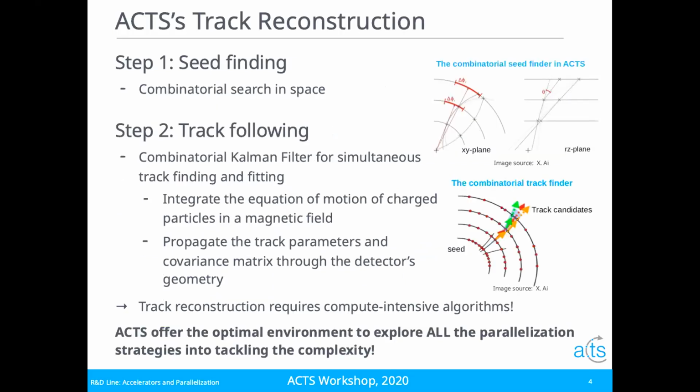And now, if we look at the ACTS track reconstruction, there are two main steps. The first one is the seed finding, which is a combinatorial search in space. And the second one is the track following, which is the combinatorial Kalman filter for simultaneous track finding and fitting. Since this part covers the integration of the equation of motion of charged particles in a magnetic field and the propagation of the track parameters and the covariance matrix through the detector's geometry, we can all imagine that these are compute-intensive algorithms. But ACTS offers the optimal environment to explore all the levels of parallelism and the strategies that we explored on the previous slide.